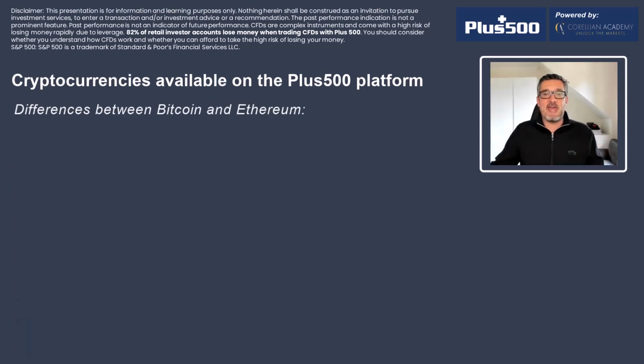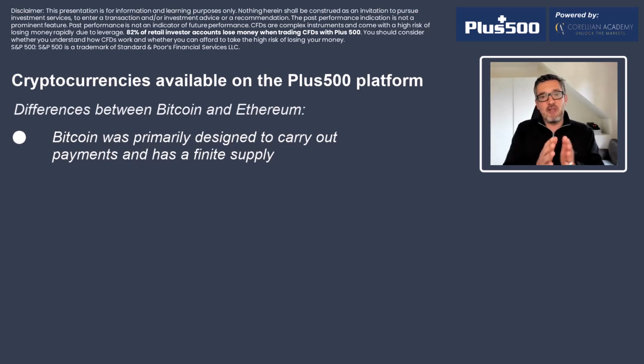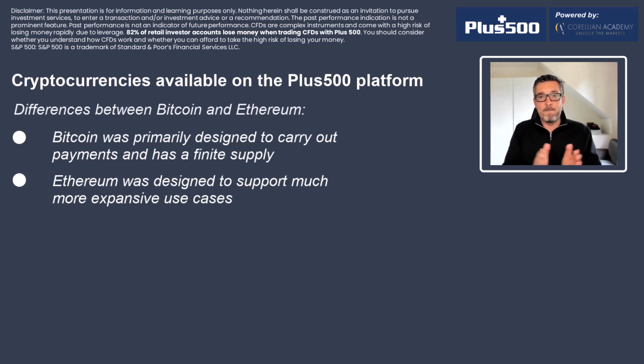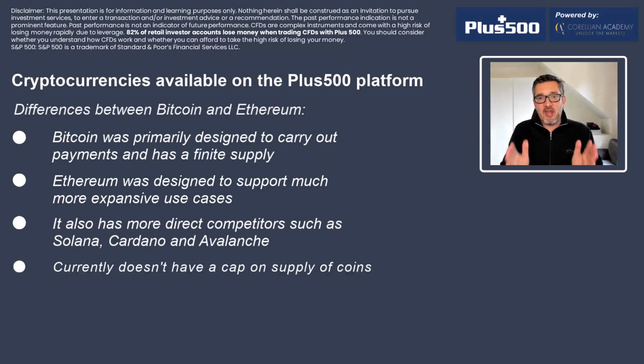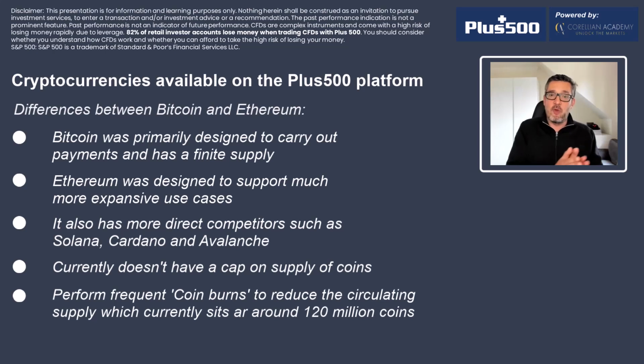If I briefly lay out some of the differences between the two main cryptocurrencies, Bitcoin was primarily designed to carry out payments, and it has a finite supply, while Ethereum was designed to support much more expansive use cases. Ethereum also has more competitors such as Solana, Cardano, and Avalanche, to name a few, and it currently doesn't have a cap on supply, although there are frequent coin burns which reduce the circulating supply of Ethereum, which currently sits at around 120 million coins.